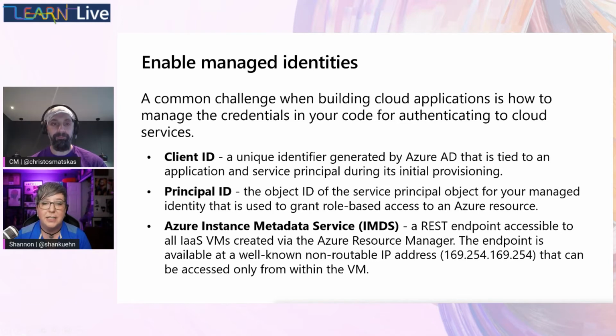Then you get a principal ID. It's the object ID of the service principal object for your managed identity that is used to grant role-based access to an Azure resource. The big thing to call out is the bit at the bottom, the Azure Instance Metadata Service. This is a REST endpoint accessible to all IaaS VMs created via the Azure Resource Manager, I guess kind of fabric layer, right? Yes. The endpoint is available at a well-known non-routable IP address that can only be accessed from within the VM.